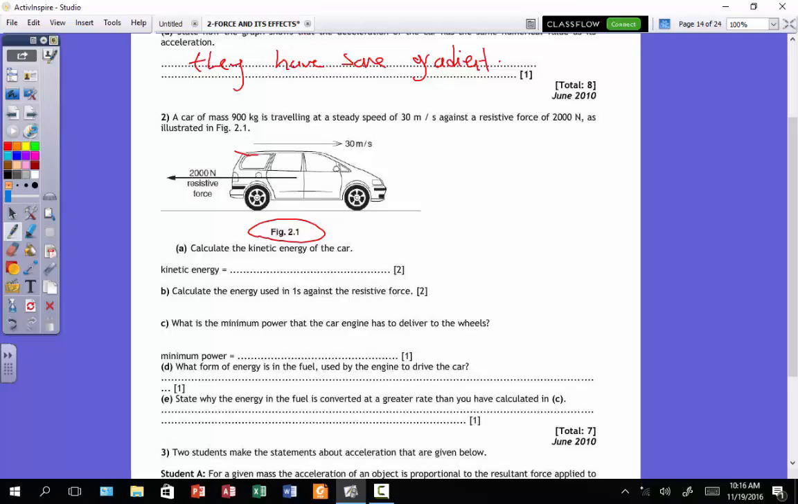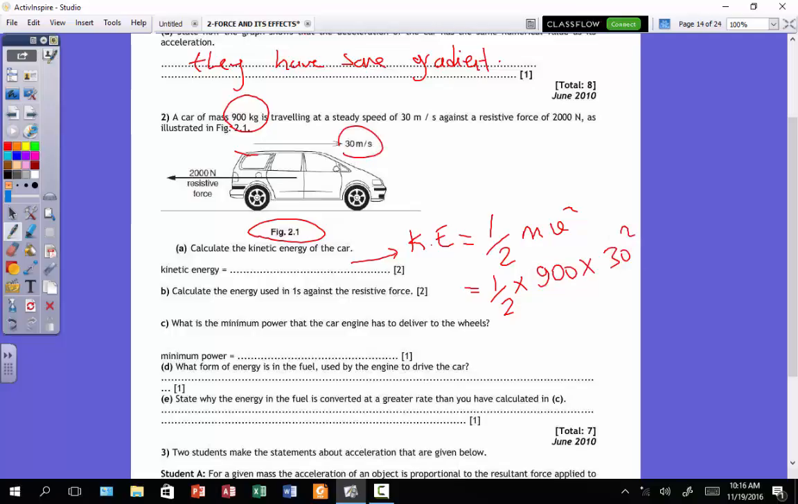We know that if the car is moving, it has kinetic energy, so we have to find out how to calculate it. Half m v squared will give us the kinetic energy. So 1/2 times the mass of the car, 900 kg, times v squared, which is 30 meters per second squared. The answer is 405,000 joules. This is the kinetic energy of the car at this speed.